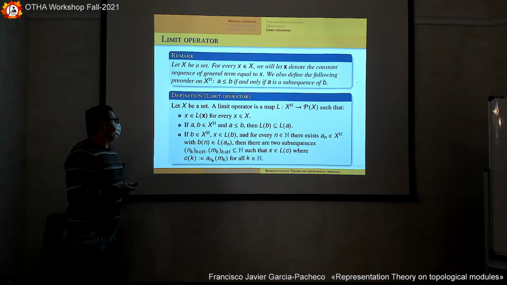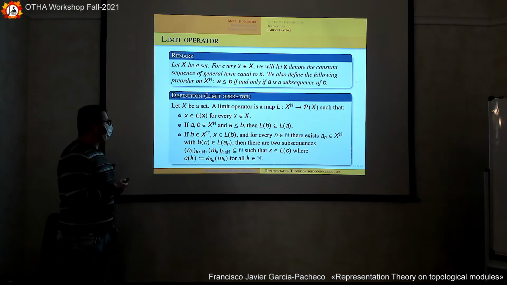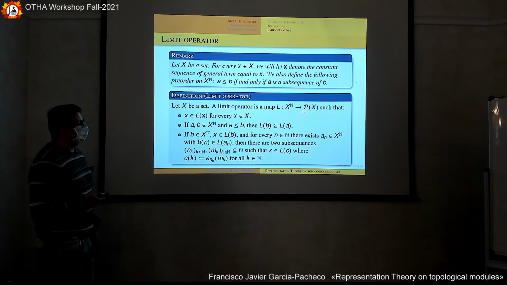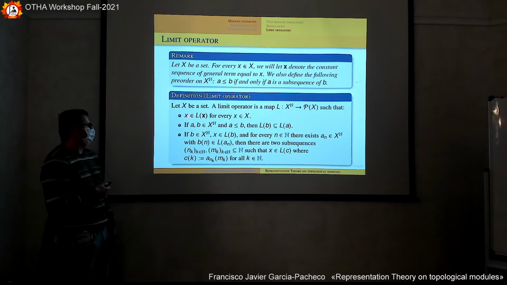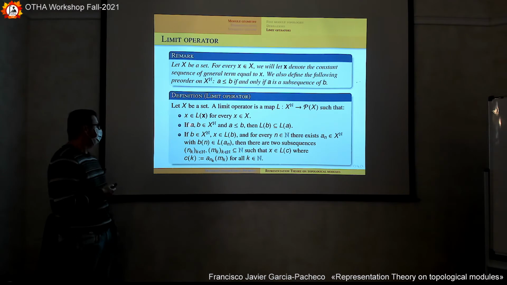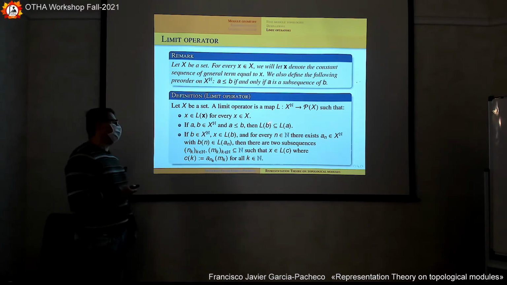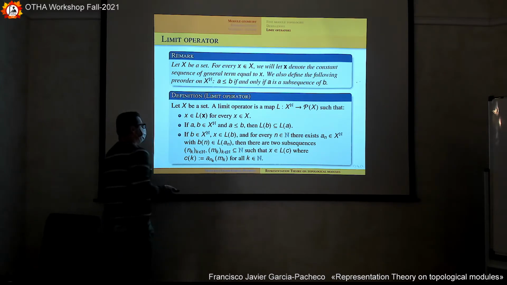A limit operator, this is a definition from us, is a map from the set of all sequences to the power set, satisfying the following properties. X obviously belongs to the limit of the constant sequence of general term equal to X. If A and B are sequences and A is less than or equal to B, I mean if A is a subsequence of B, then the limit of B is contained in the limit of A.